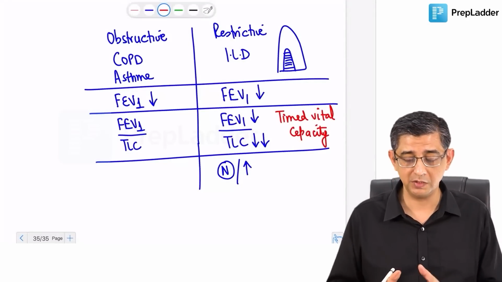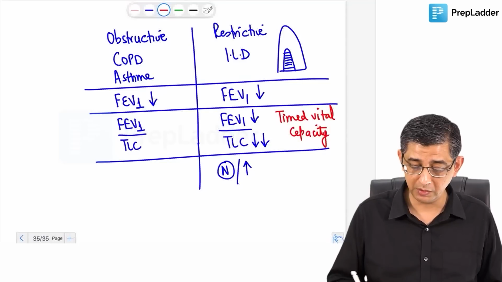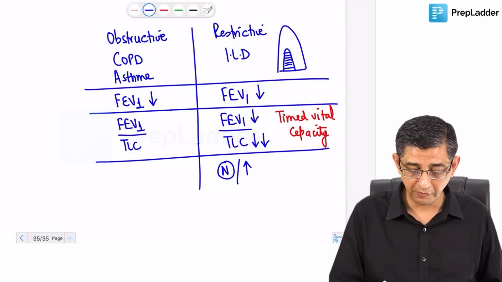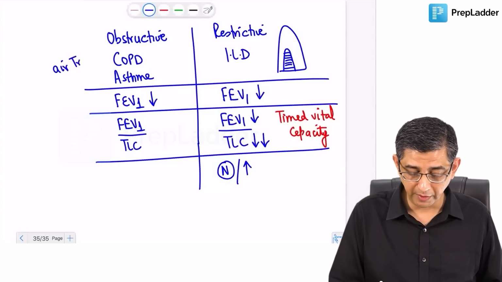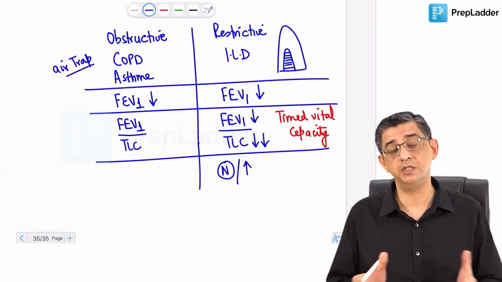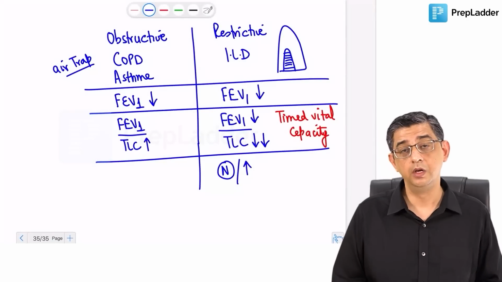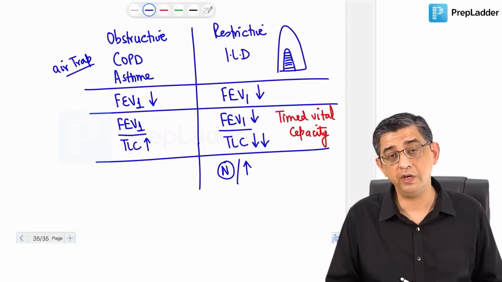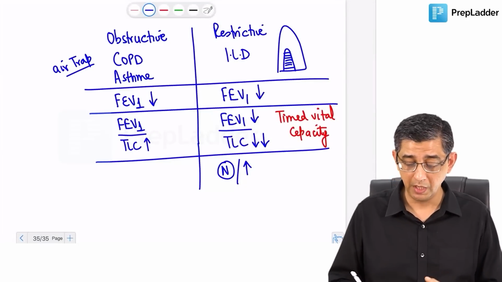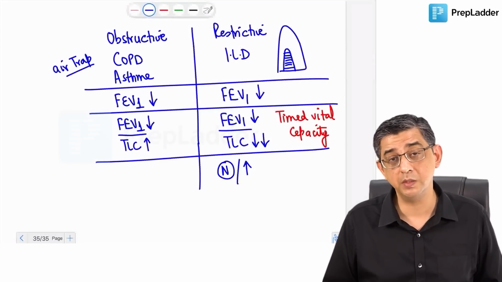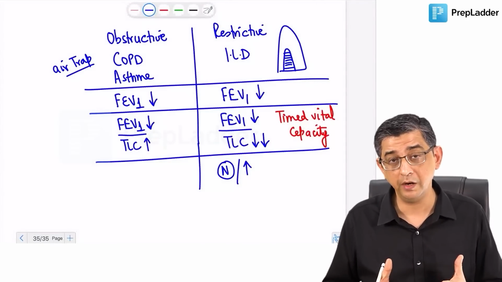But when it comes to persons of COPD, asthma, what happens in these patients is a development of air trapping. Because of the air trapping, the residual volume in these patients is increased, the lungs are expanded and the TLC can be more than 6 liter. So what is going to happen to timed vital capacity? On the left hand side, guys, numerator is going to be lesser due to bronchospasm and denominator is increased because of air trapping.